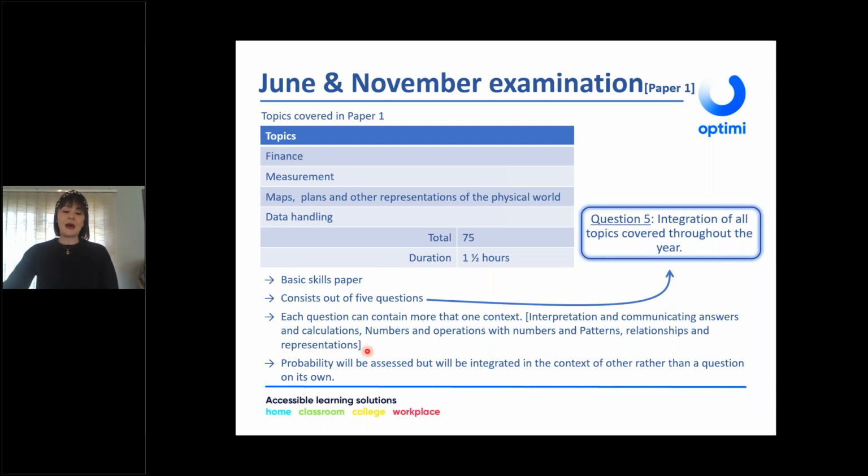Then please be aware that each question can contain more than one context. What I mean by that is when we work with question 1, which is, for example, on finances, you might come across a question that deals with measurements in the finance question. So in question 1 the majority of the questions will deal with finances, but you might come across questions from other topics that are integrated with finances.